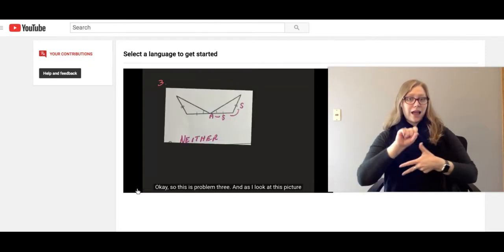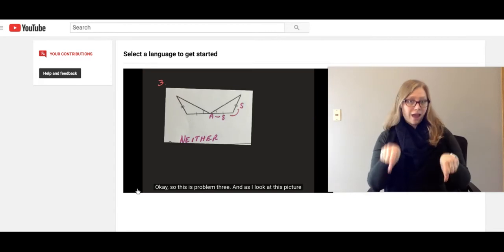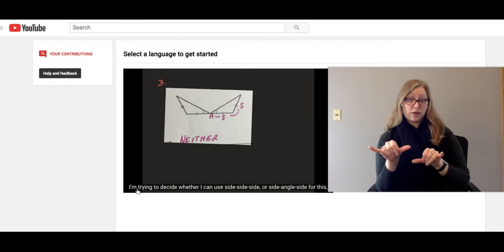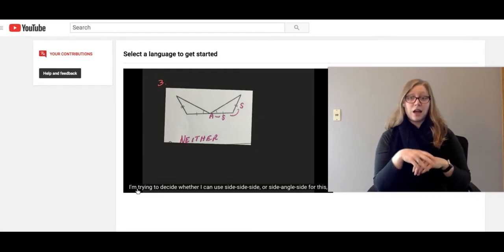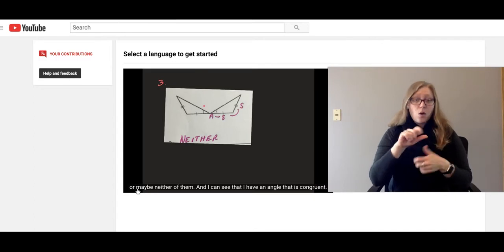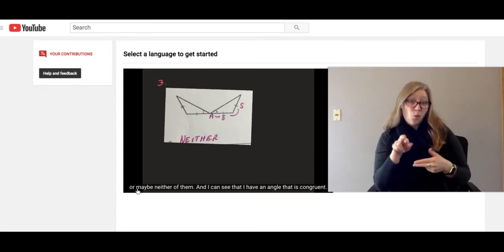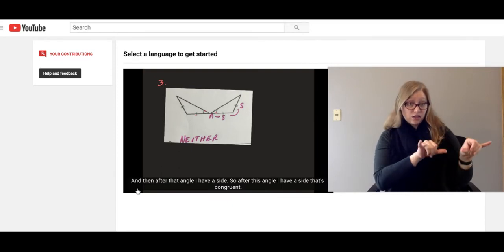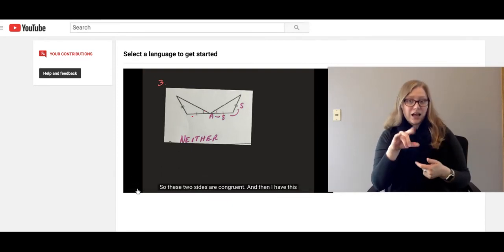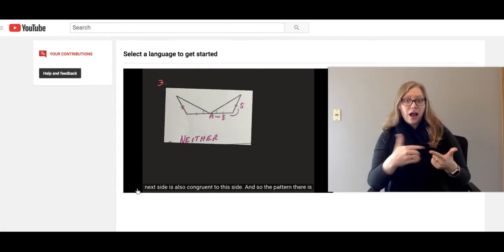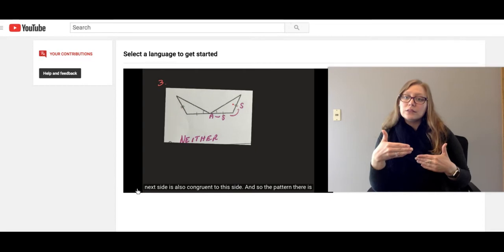Okay, so this is problem 3. And as I look at this picture, I'm trying to decide whether I can use side, side, side, or side, angle, side for this, or maybe neither of them. And I can see that I have an angle that is congruent. And then after that angle, I have a side that's congruent. So these two sides are congruent. And then this next side is also congruent to this side.